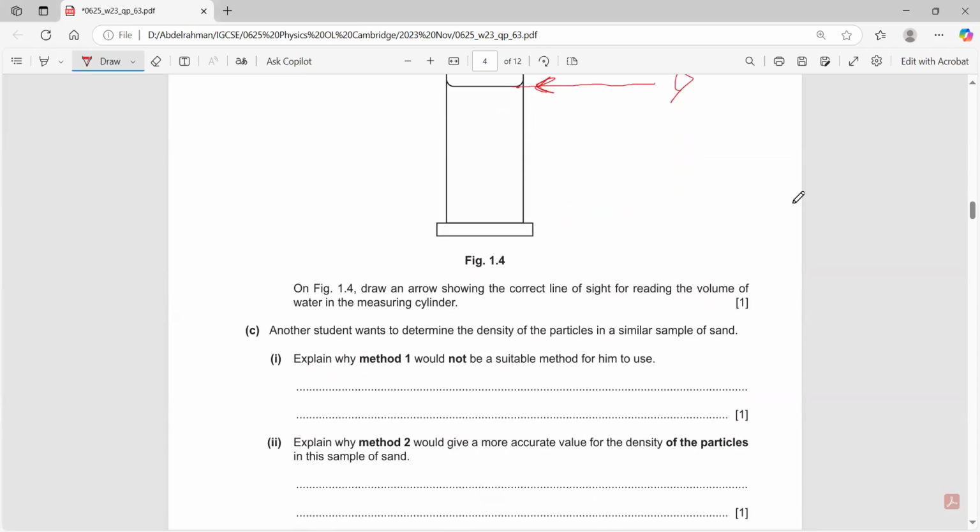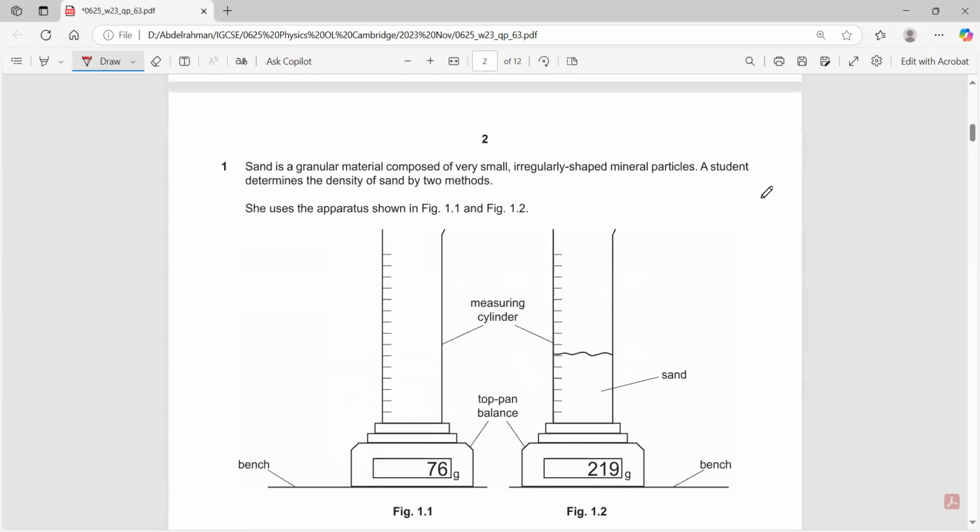Now the student wants to determine the density of the particles in a similar sample of sand. Explain why method 1 would not be a suitable method for him to use. You have sand and he wants to calculate the density of the particles. How can I find the density of the particles of the sand? Again, you need to find the mass and the volume. But the problem with the sand is what? As he stated in the beginning of the question, the sand is composed of very small, irregularly shaped mineral particles, right?